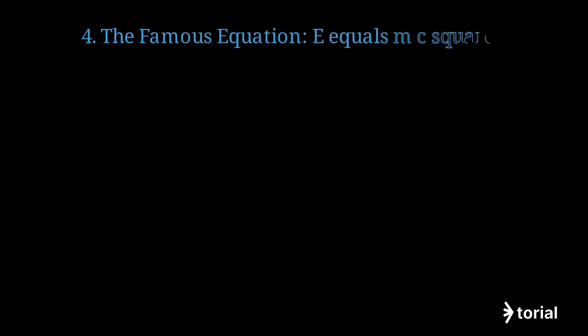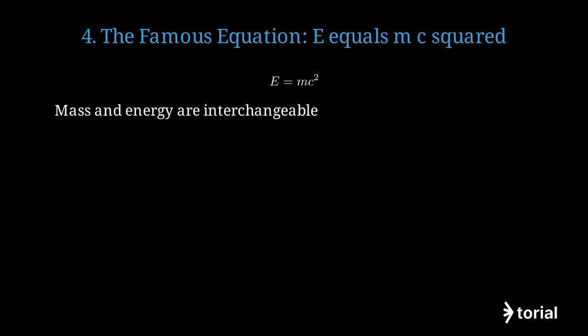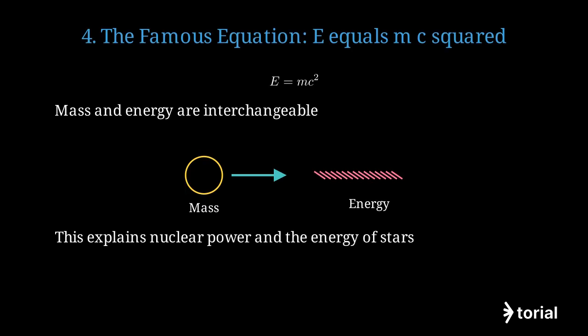Perhaps the most famous equation in physics comes from special relativity. Energy equals mass times the speed of light squared. This elegant equation reveals a profound truth. Mass and energy are actually two forms of the same thing. Mass can be converted into energy and vice versa. A tiny amount of mass can be converted into enormous amounts of energy, as demonstrated in nuclear reactions. This principle explains how nuclear power plants work and why the sun can shine for billions of years.